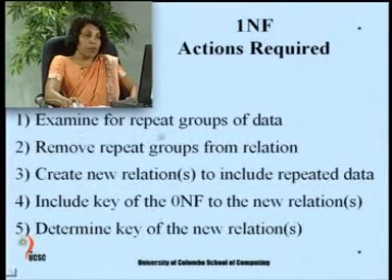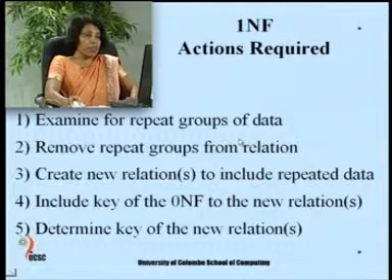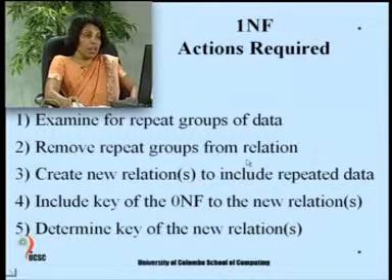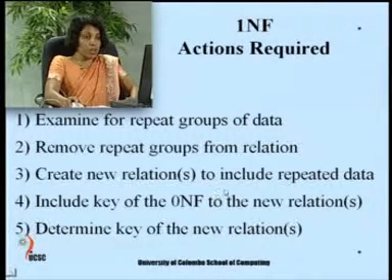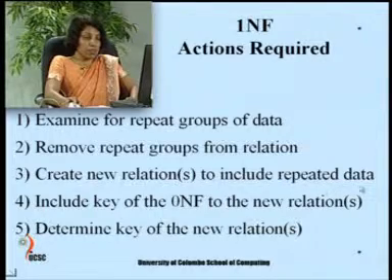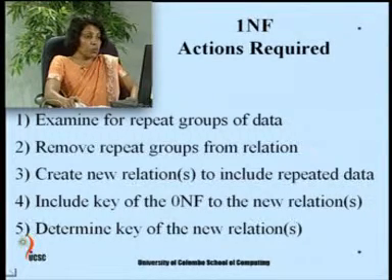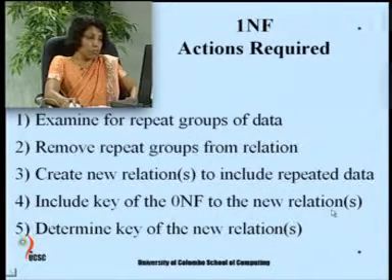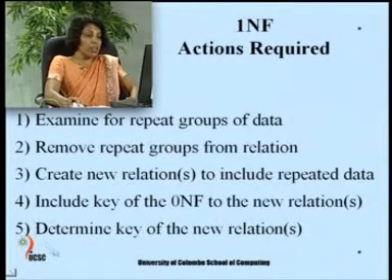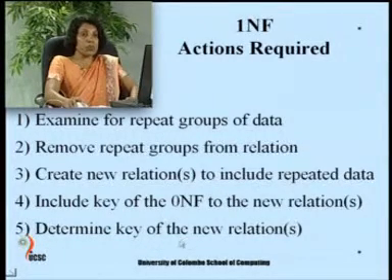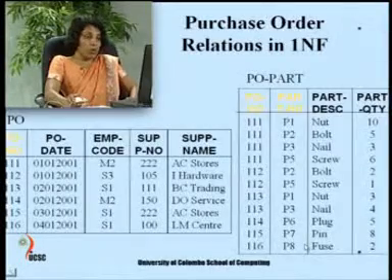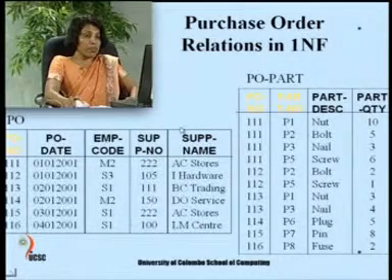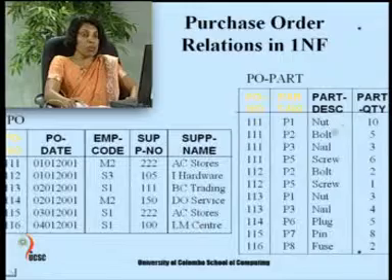First, we have to examine for repeating groups of data, and then we have to remove repeating groups from the relation. Then we have to create a new relation to include these repeated data. Then we include the key of the zeroth normal form relation in the new relation, and after doing all this, we determine the key of the new relation. So, this is the result you see after achieving the first normal form.